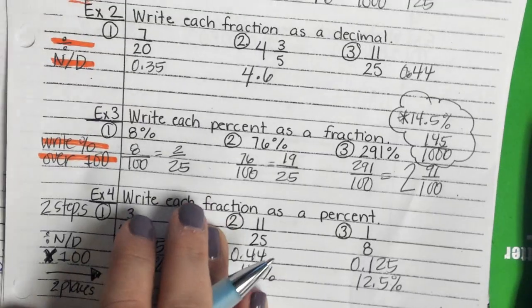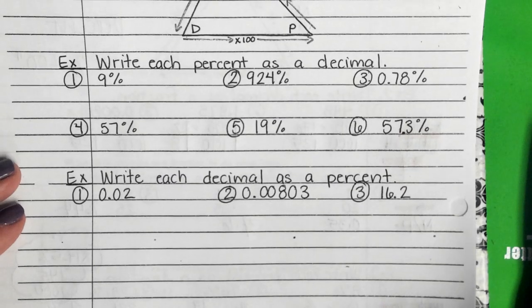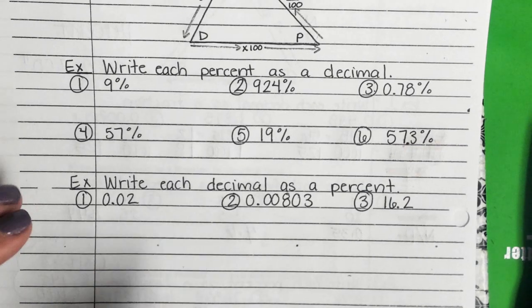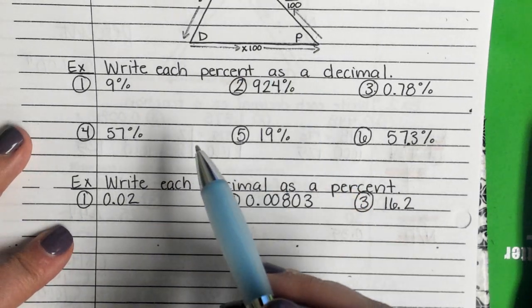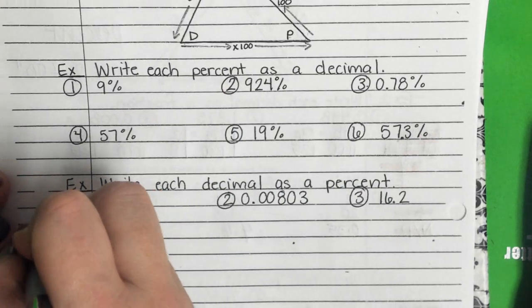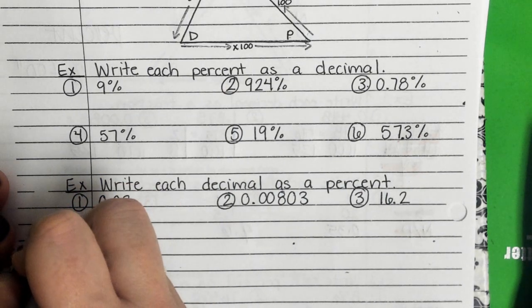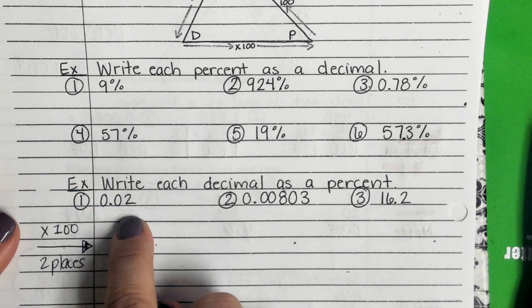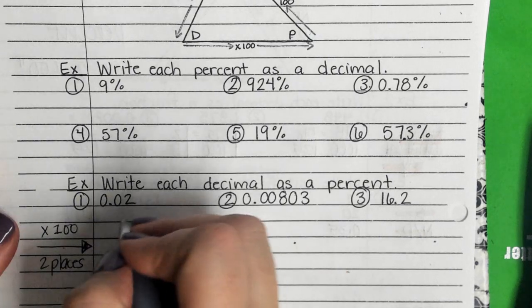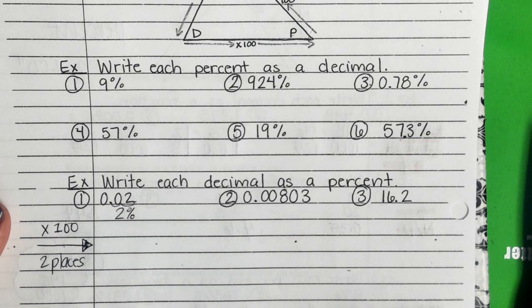All right, let's flip to the back real quick. So these are the two easiest ones. Let's start with the second one. If we're writing each decimal as a percent, what do I do to go from decimal to percent? We're going to multiply by 100 or move our decimal 2 places to the right. So 0.02 would be what percentage? 2%. Because all I did was move my decimal 2 places.